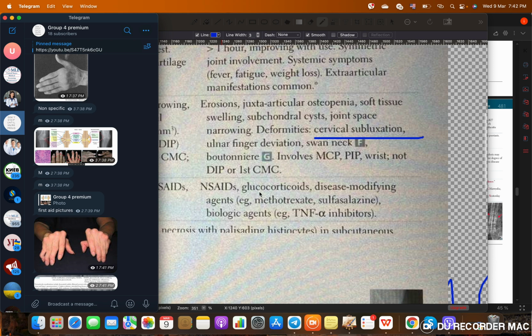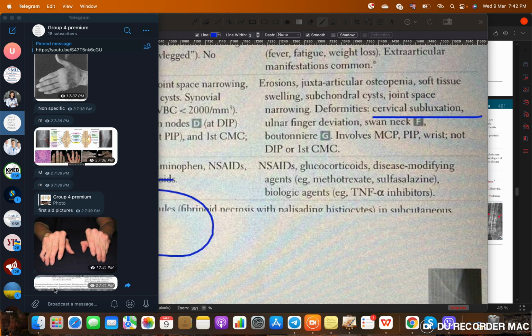The treatment is with NSAIDs, steroids, disease-modifying agents such as methotrexate and sulfasalazine, which are going to decrease the inflammation. Biological agents such as TNF-alpha inhibitors can also help decrease the inflammation.